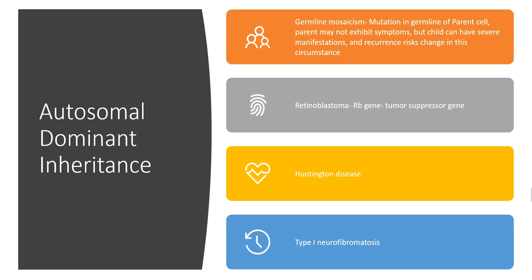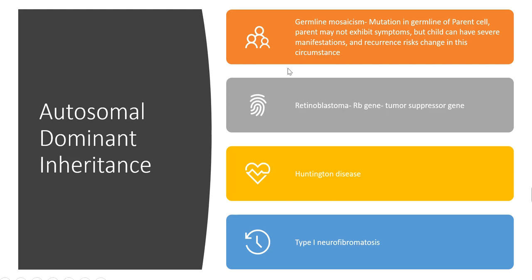Now coming to the other types of genetic disorders: autosomal dominant and autosomal recessive. What happens in autosomal dominant? If you have the dominant allele, you are going to show the disease. When does that happen? When there is germline mosaicism. There is a mutation in the germline of the parent. So parents will not exhibit the symptoms, right? But their germ cells have the problem, so the child is definitely going to develop the disease. That's one reason how autosomal dominant disease can develop in a child.